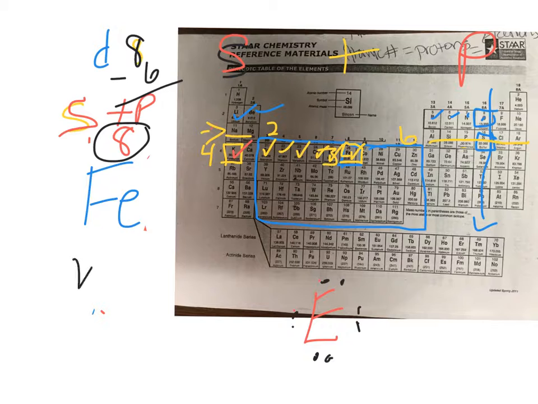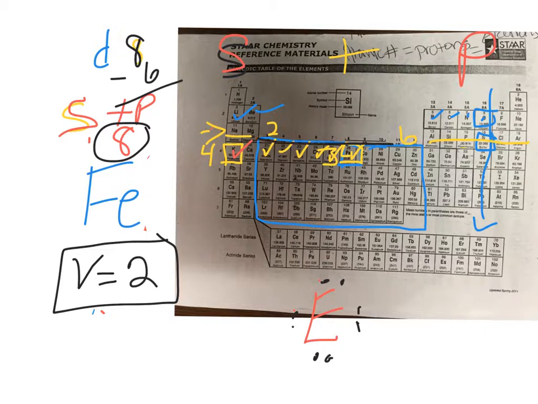So my valence is going to equal 2. Can you see how your valence changes? Okay. Now, it does not necessarily mean that you're going to have 2 dots for your Lewis dot structure, because iron is a transitional element, right?